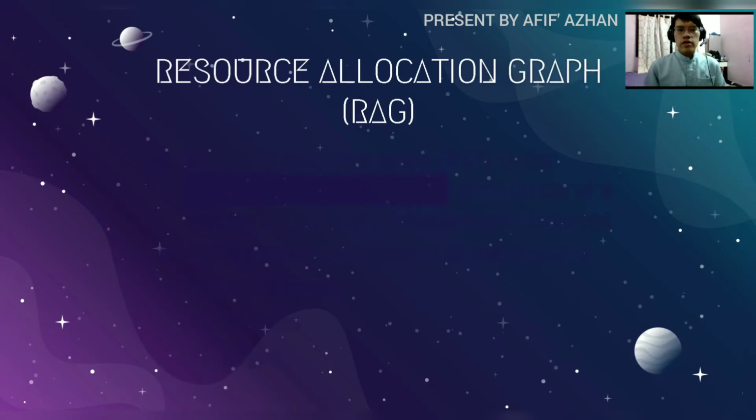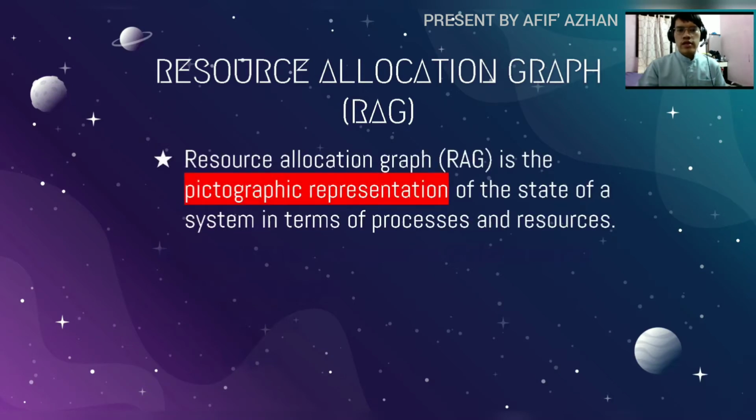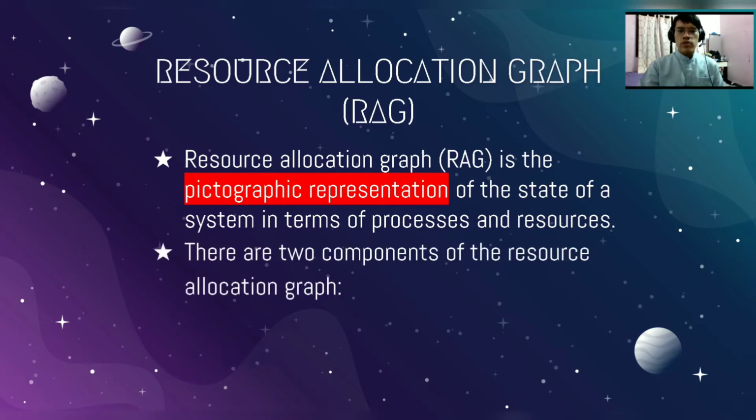For this part, I'm going to talk about the resource allocation graph, which is RAG. So, what is RAG? Resource allocation graph is the pictographic representation of the state of a system. In other words, it is the graphical representation of the state in the system in terms of processes and resources. Okay. There are 2 main components of RAG, which are vertices and edges.